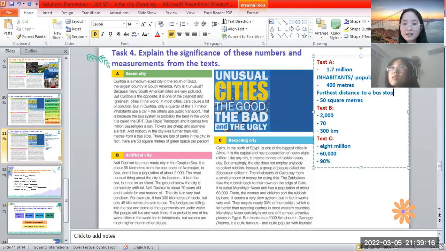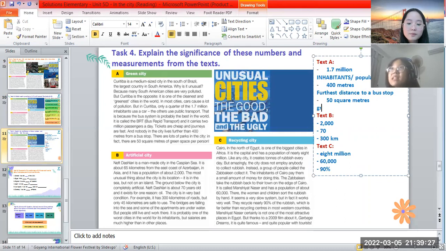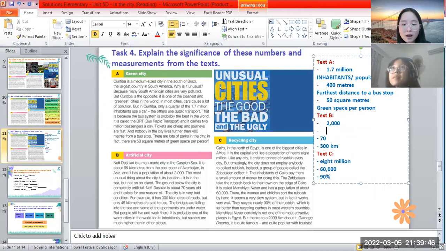Okay. How about 50 square meters? What is it about? It's about the green space. Very good. Green space per person. You can see here, there are 50 square meters of green space per person. About text B, what is 2,000? What is it about? About the population. Yes, about the city's population.